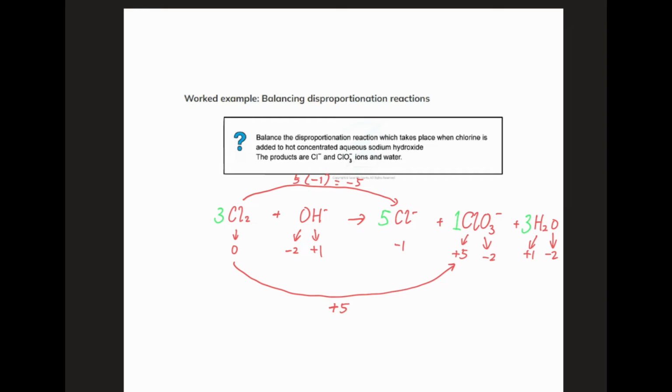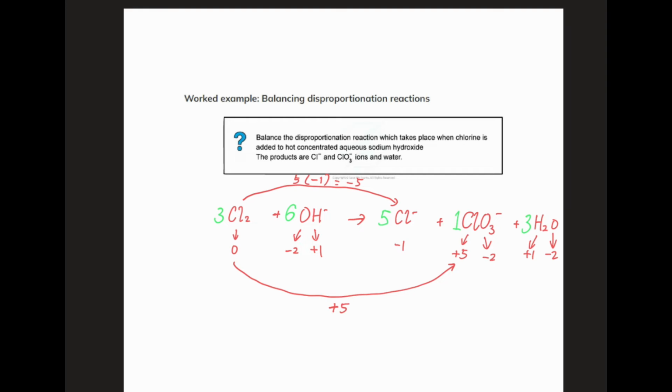Of course I have to make sure the number of oxygen and hydrogen are the same as on the left hand side. So now I have 3 times 2, 6 hydrogen, and 3 oxygen plus 3 oxygen, 6 oxygen also. So we have the same amount of oxygen and hydrogen. So that will be 6 on the left hand side.